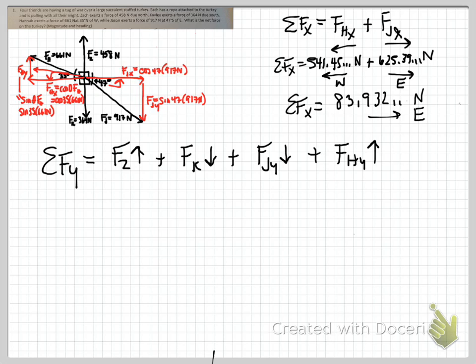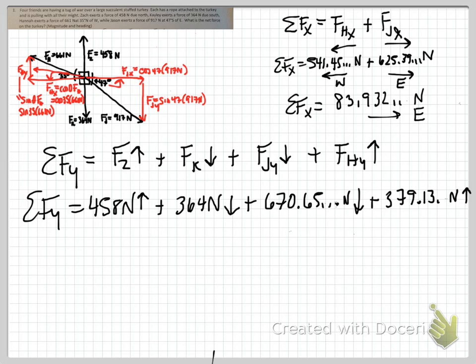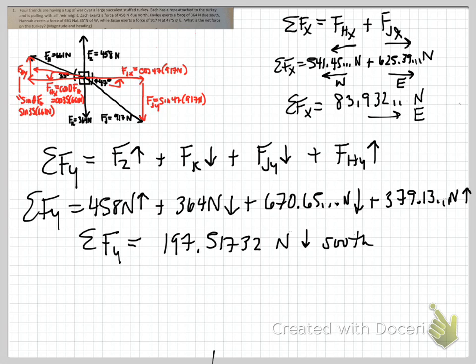So we've got the magnitudes for those. Let's plug them in. Okay, so we have 458 newtons to the north, 364 newtons to the south, 670.65 etc. newtons south, and 379.13 etc. newtons to the north. So your sum of forces on the y-axis is 197.51732 newtons to the south.